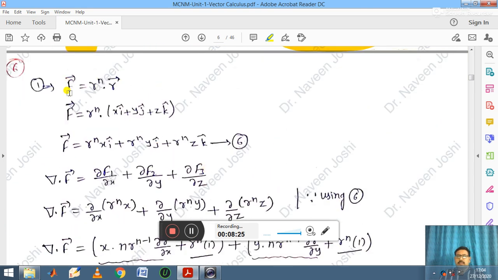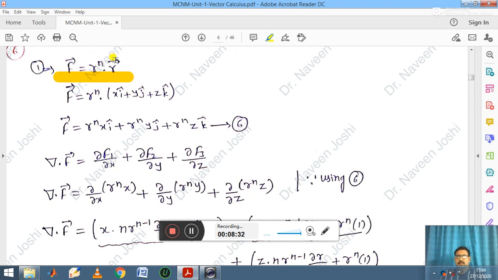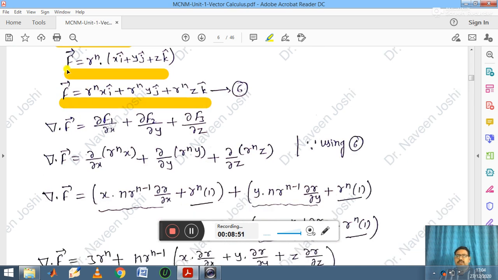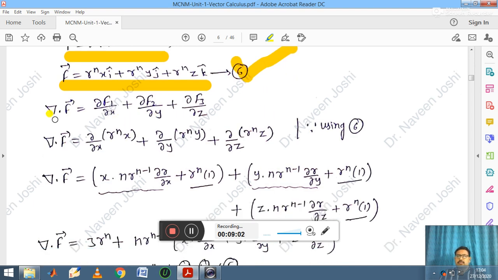Okay, the given expression is f equals r^n dot r bar. We know the r bar definition, so let's substitute it: r bar is xi plus yj plus zk. If you take its dot product, that is, if you combine, here you get f equals r^n into xi plus r^n into yj plus r^n into zk. Take this as equation 6. Then take the definition of divergence of a vector: del dot f equals dou f1 by dou x plus dou f2 by dou y plus dou f3 by dou z, because we need to find the divergence of a vector.